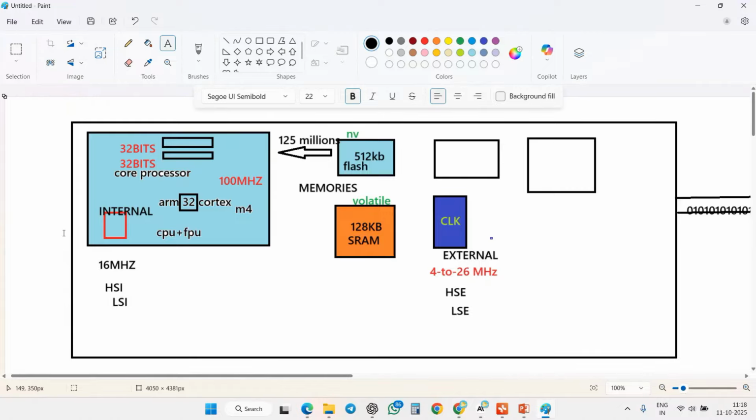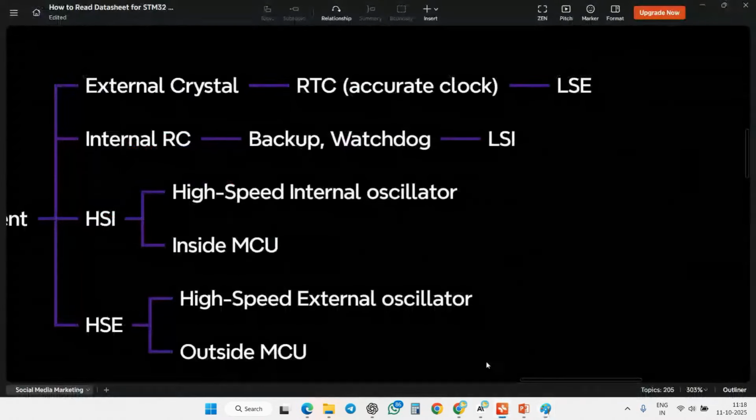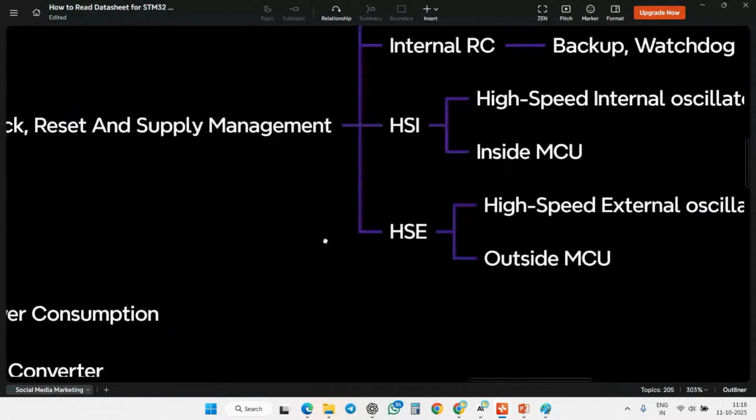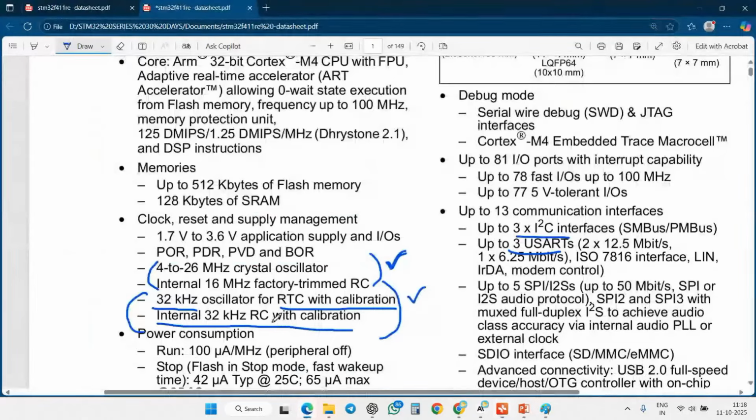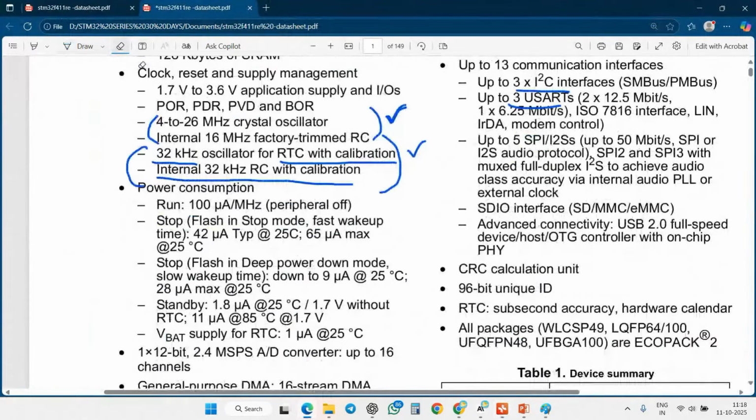Okay, so depending on this work, it is actually going to be using your clocks. And then we are going to discuss this power consumption. So what is power consumption? The power consumption is simply how much current and how much frequency your microcontroller is actually going to be taking. The main thing is how much current it is taking in different variants.